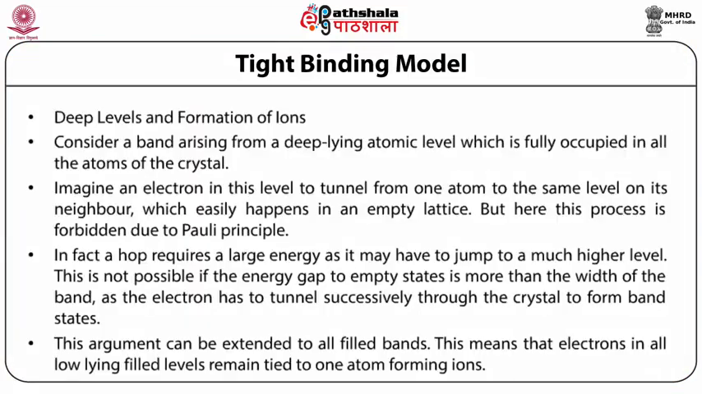Then the second part is through repulsive electron-electron interaction. So both of these, 1 and 2, which I have just said, do not make the electrons in the deep lying atomic levels part of the ions, and that is where the contradiction is, and this is how we understand this contradiction. Consider a band arising from a deep lying atomic level which is fully occupied in all the atoms of the crystal. Imagine an electron in this level to tunnel from one atom to the same level on its neighbor, which easily happens in an empty lattice.